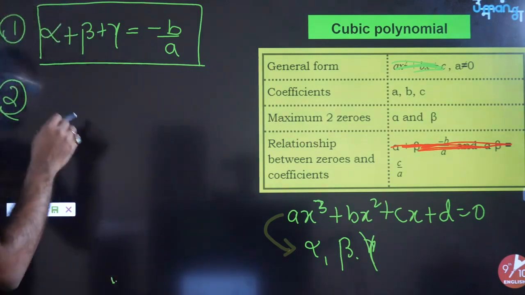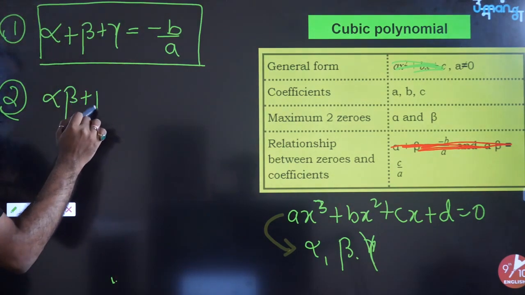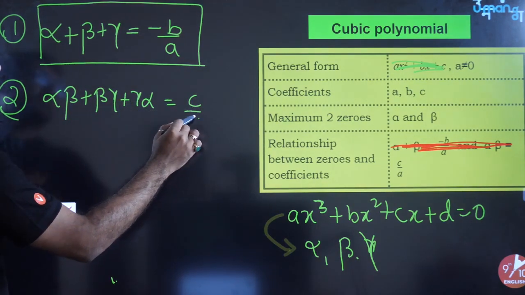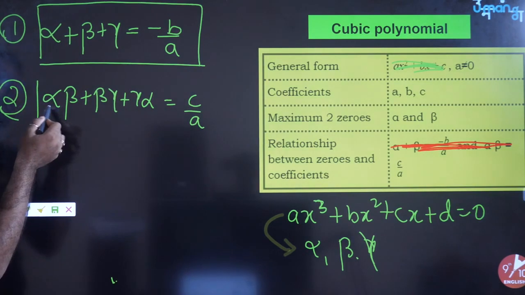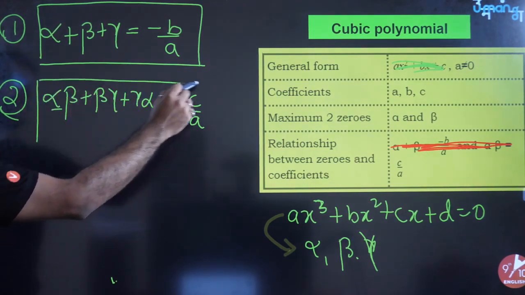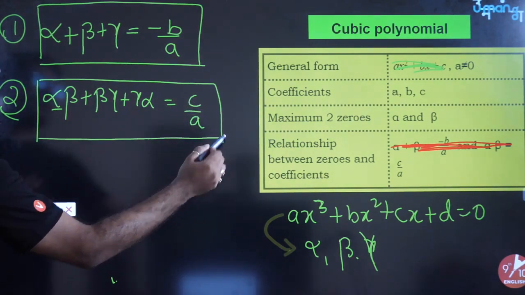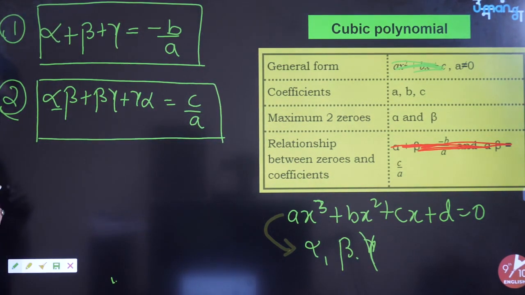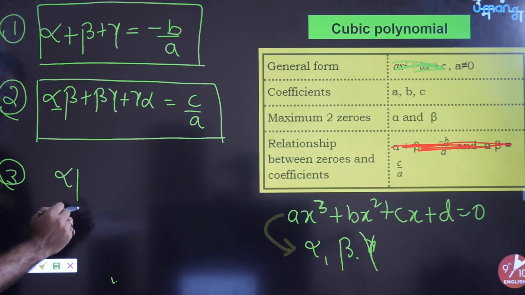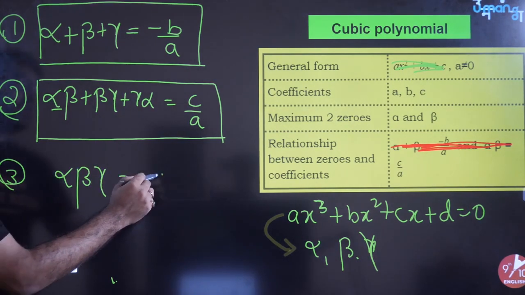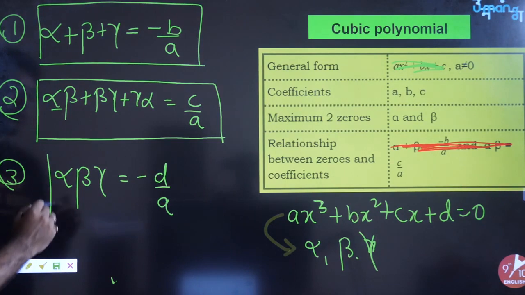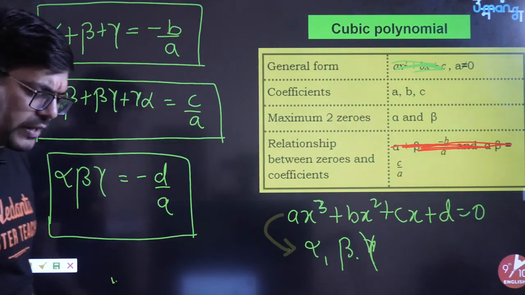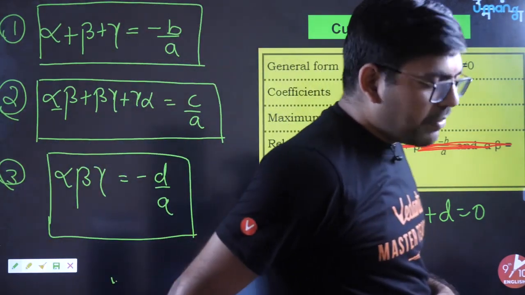Second is alpha beta plus beta gamma plus gamma alpha equals c by a. There is a difference. Earlier only alpha beta was equal to c by a in the quadratic equation. Now alpha beta plus beta gamma plus gamma alpha, all 3 of them, is equal to c by a. And the third one you have to remember is the product of the zeros, which is equal to minus d by a. These 3 relations you have to remember. Please write them down somewhere in your copy, very important, and then move ahead.